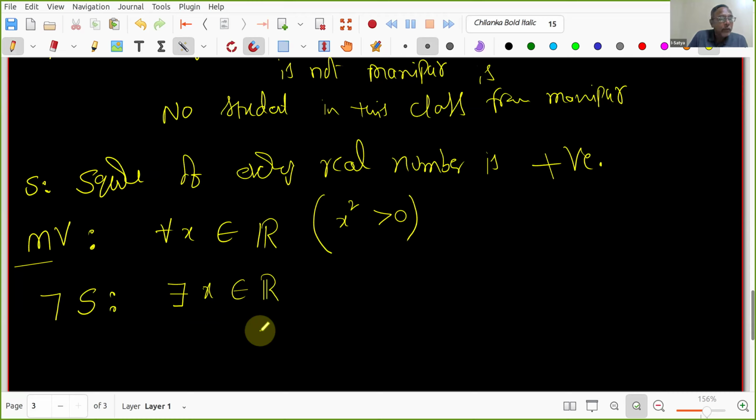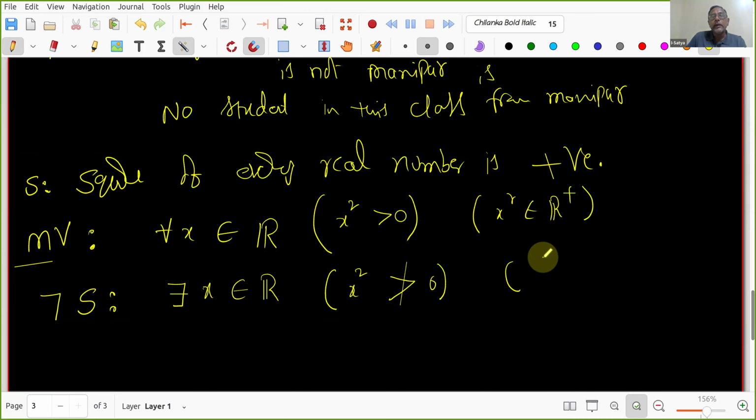Can I find one real number such that x square is not greater than 0? Yes, right? So, one can find a real number x such that x square is not greater than 0. If you write here x square belongs to R plus, what you told, right? Here you say that x square does not belong to R plus. This also can be written. So then this is the answer.